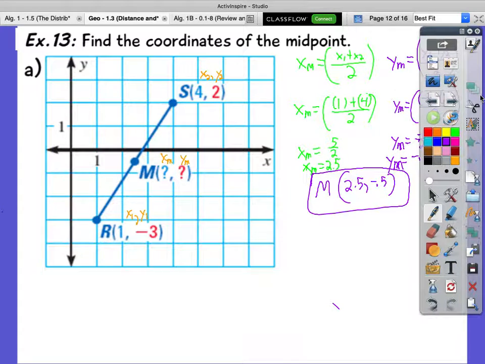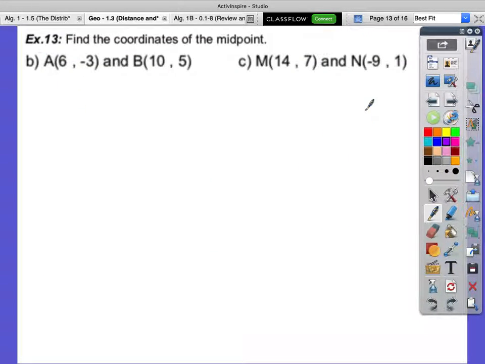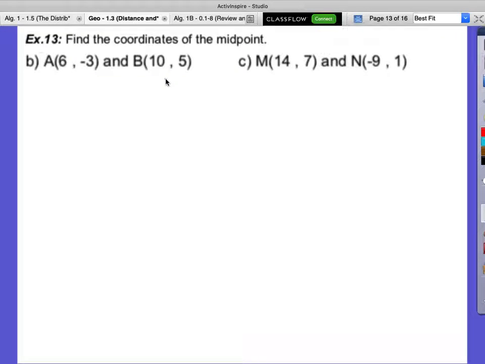Okay, I want you guys to practice doing letter B. Find the midpoint of those 2 points. Once again, it does not matter which one we call point 1 and point 2. You can call them either one.